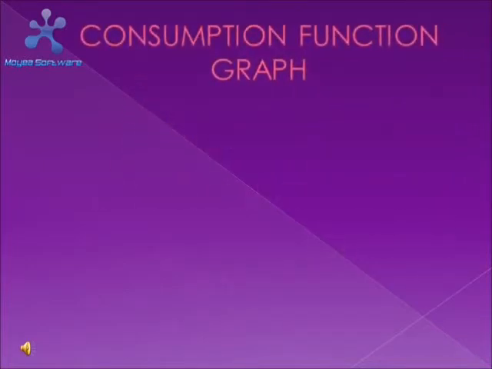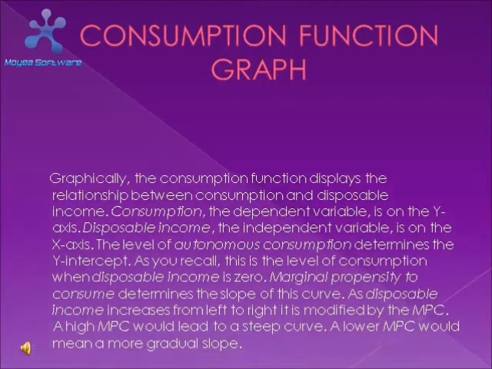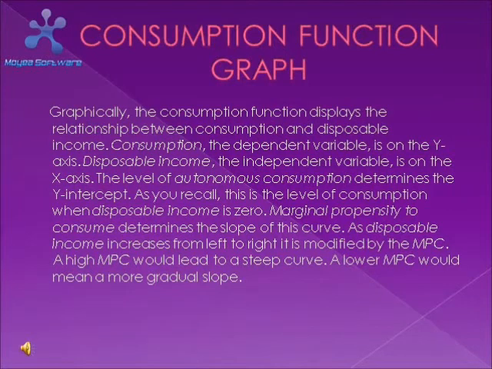Now let us look at the consumption function as a graph. Graphically, the consumption function displays the relationship between consumption and disposable income. Consumption, the dependent variable, is on the y-axis. Disposable income, the independent variable, is on the x-axis. The level of autonomous consumption determines the y-intercept. As you recall, this is the level of consumption when disposable income is 0.